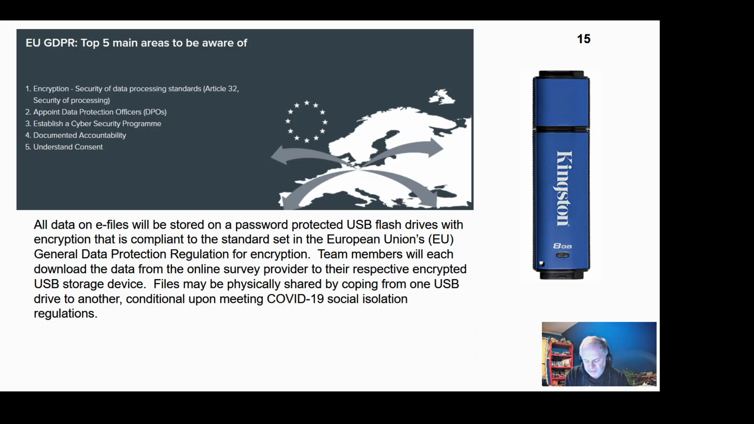when you're applying for ethics approval. Data storage and data transportation. Don't want data flying around on emails or cloud drives or such. The best option we've had so far is to ensure that data is stored on encrypted flash drives. Our standard thus far is that encryption has to be compliant with the European Union's General Data Protection Regulation for encryption, the GDPR. And Kingston USB flash drives, most of them meet that requirement.